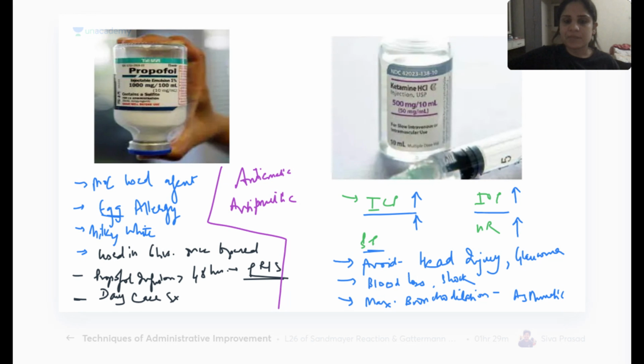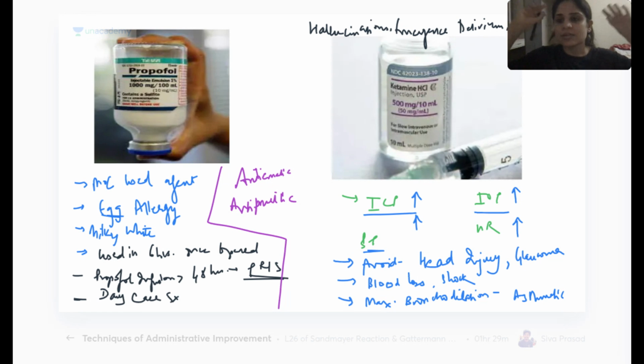Anything else about ketamine? Ketamine causes hallucinations. Remember that? It causes something called emergence delirium. What is emergence delirium? When the patient wakes up after receiving ketamine anesthesia, he will start singing songs, he will start saying rubbish. That is because the patient becomes delirious. This patient also has some hallucinations.